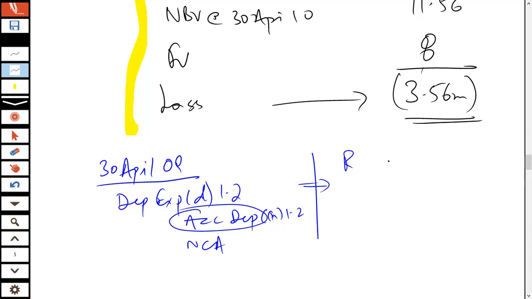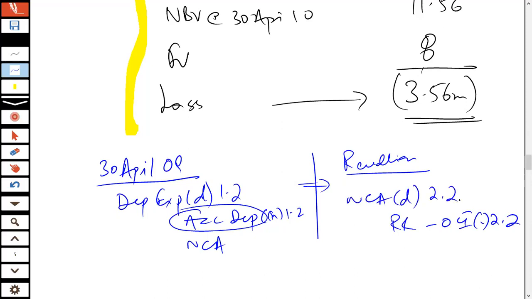And when there is going to be a revaluation, the revaluation is going to be recognized like this. The revaluation reserve would be presented in OCI 2.2 million and the non-current asset is going to be debited by 2.2 million. This is what the accounting entry is going to be.